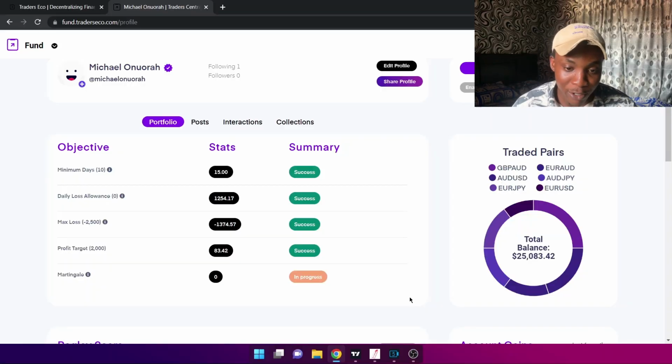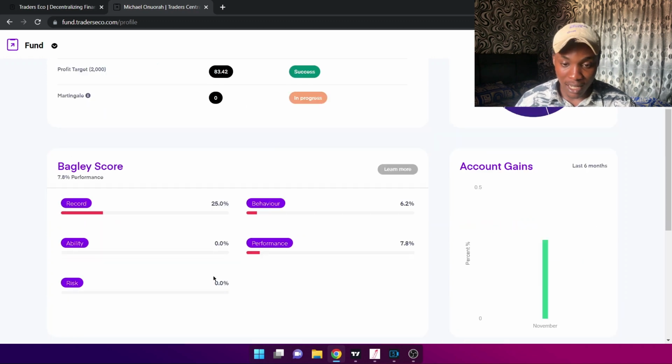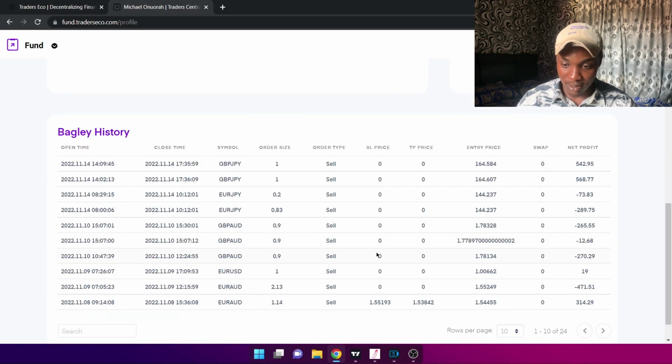This is their dashboard, my KYC is verified and everything. I have the minimum days, 15, and so on. Daily loss allowance: I didn't lose below 5%. My max loss was -100. This was the lowest I went in the account, more than 5% though. Then my target was 83, so I didn't hit it, and I didn't break any martingale rule. With this martingale rule, they give you two chances. If you go beyond the two chances they've given you, then you've lost the account. That's what the whole account system looks like.